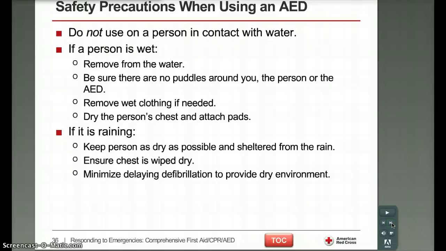So if you have somebody who is wet, maybe it's a drowning situation, we pull them from a pool, we pull them from a lake, we need to remove them from water. Be sure there's no puddles around you, the person or the AED. We need to remove any wet clothing. We need to dry the person as much as possible, especially in the chest, before we attach those pads.